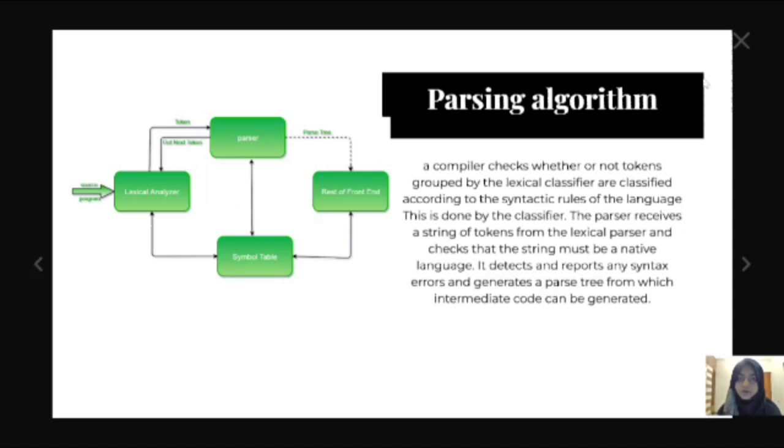For example, in the diagram we can see a parser that takes tokens from a lexical analyzer, which analyzes the text, and then goes to a symbol table. The symbol table goes to the parser or the rest of the front end. Using the front end, it can detect whether it is a valid parse tree or not. Again, this rechecks with the token, which comes from the source program.